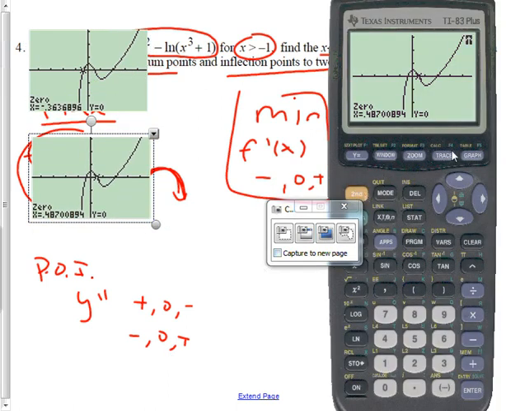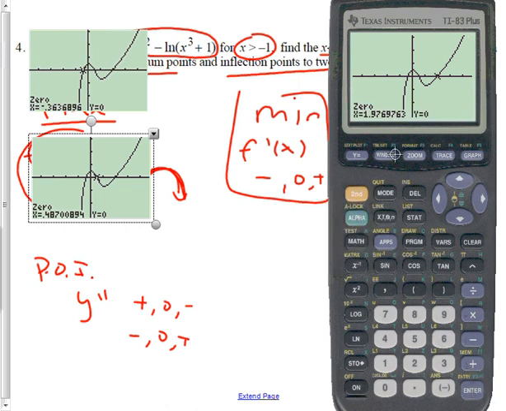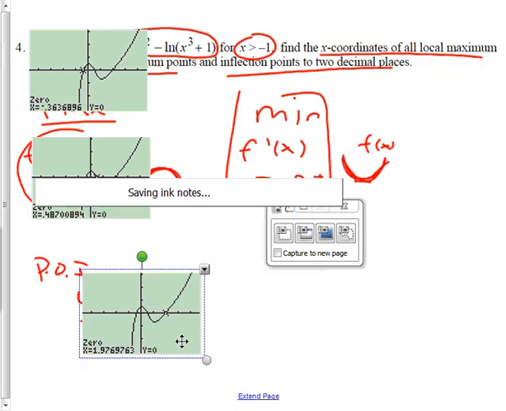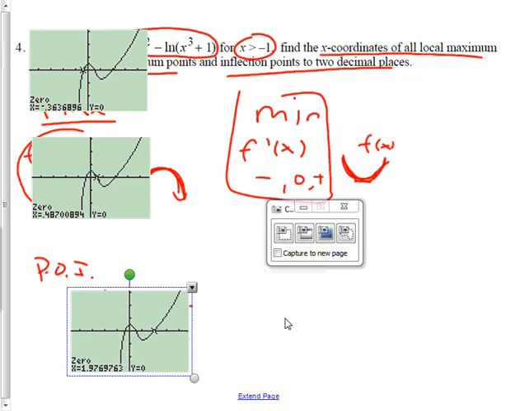So second calc 0. So what we're finding now are the values of x that make my first derivative equal 0. And where my first derivative equals 0, that's where I'm going to get a local max or min on my actual function. And take a picture of this. So now let's figure out what all this stuff means.